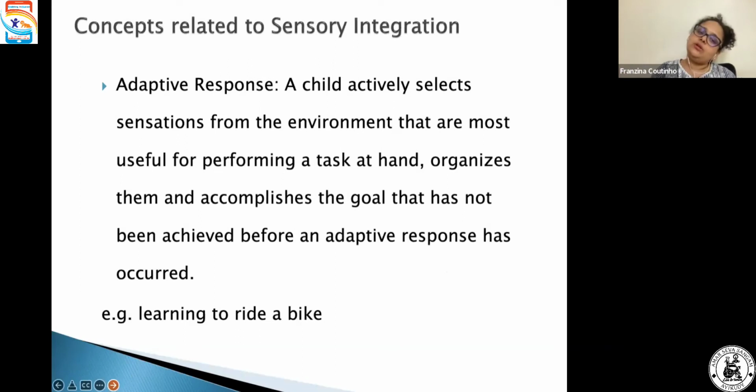So when we talk about an adaptive response, it is repeating something over and over again, getting feedback from the environment and finally figuring out how to do it. It's like learning to ride a bike, right? Over time, your inner ear balance is enough and you figure out, oh, this is the way I need to sit, and you figure it out. So that is what an adaptive response is.